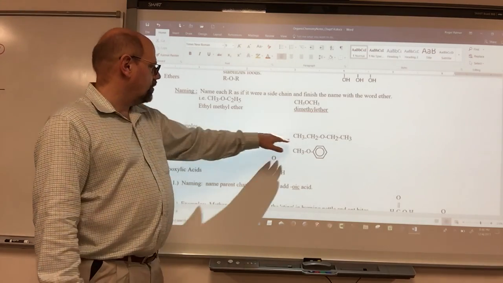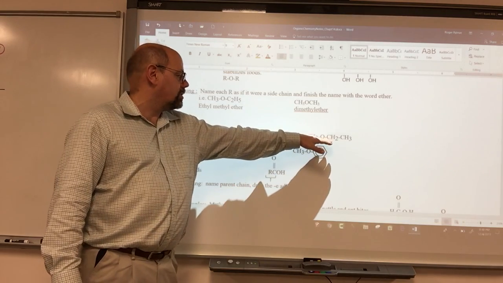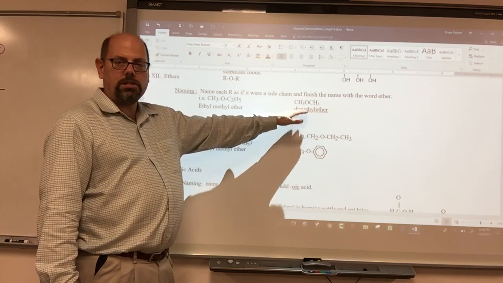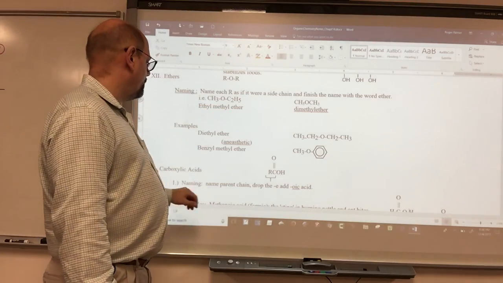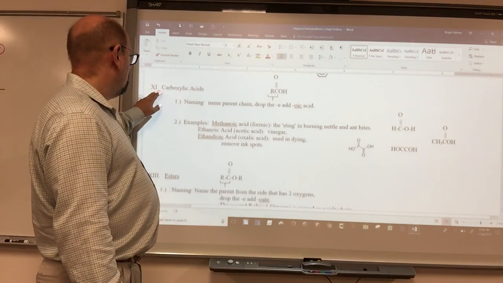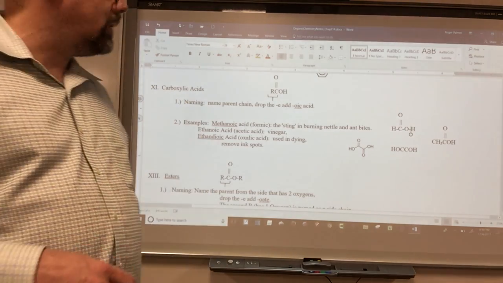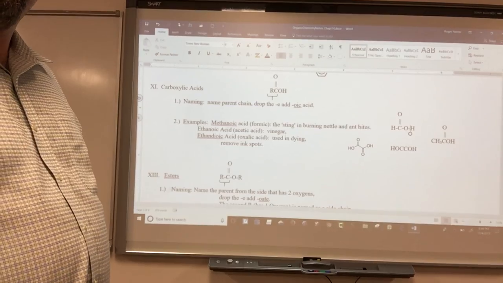So notice, if there are 2 ethyl groups, 2 carbon chains and 2 carbon chains, that's diethyl. 2 one-carbon chains, dimethyl, or a methyl ethyl. So you name the carbon chains as they are showing up. Okay, that's enough for this because that finishes out the worksheet for today, and then we'll go into these other 2 in just a second on the next sheet.